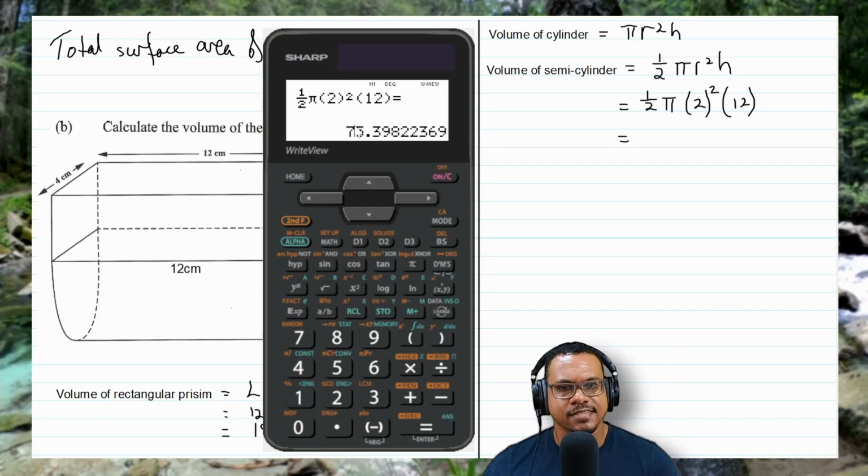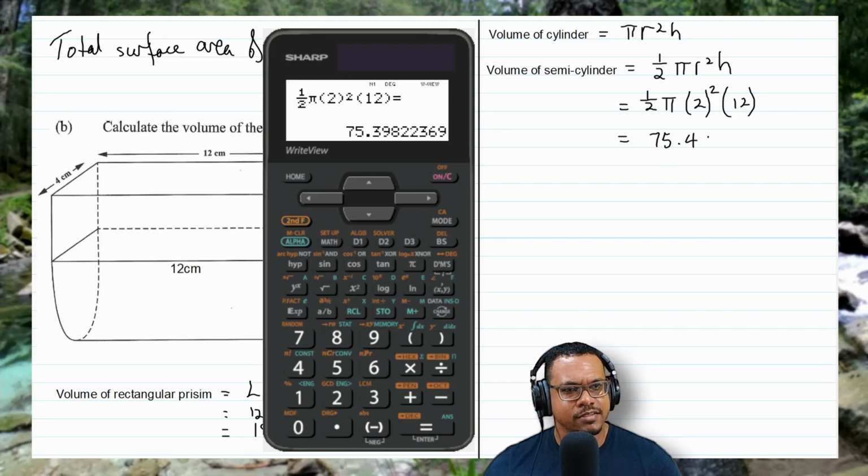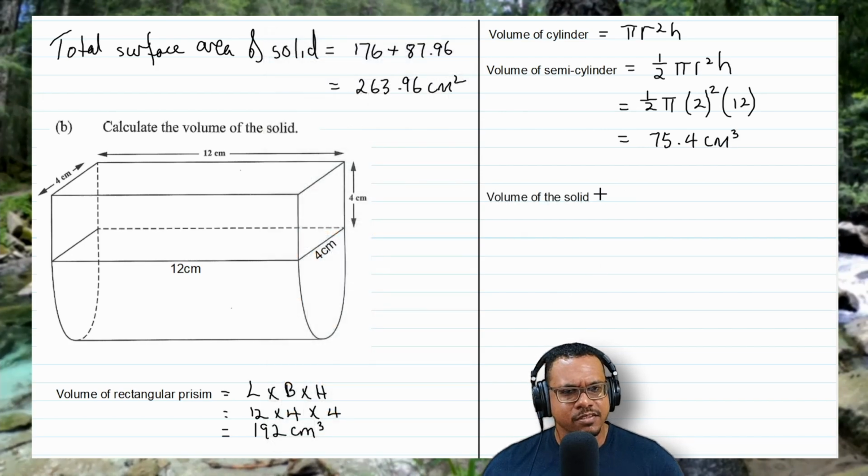Convert that to decimal, that's 75.39. This 8 will cause this 9 to go up by 1, which will cause this 3 to go up by 1, so that's 75.4. So we're going to have 75.4 centimeters cubed. So my volume of this solid will be equal to the 192 centimeters cubed plus the 75.4 centimeters cubed, which is equal to 267.4 centimeters cubed.